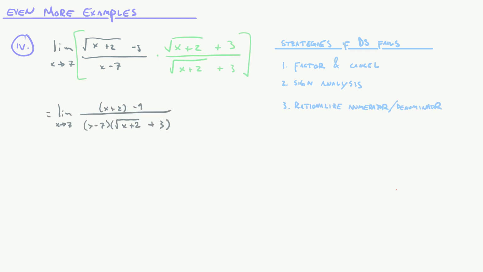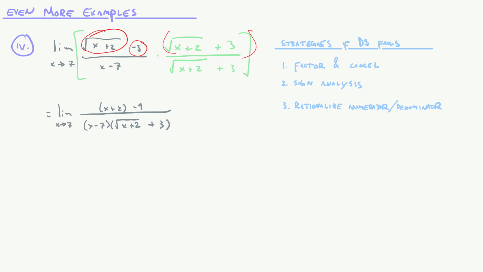I'm going to rationalize the numerator, which is pretty weird. Typically, you want to rationalize the denominator, but rationalizing the numerator can help us use direct substitution. Remember, to rationalize something, you have to multiply it by its square root conjugate. So instead of square root of x plus 2 minus 3, I'm going to multiply both sides by the square root of x plus 2 plus 3.